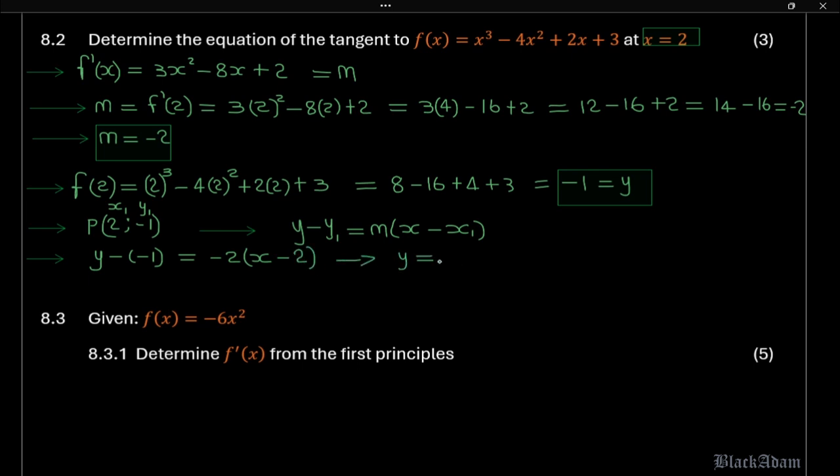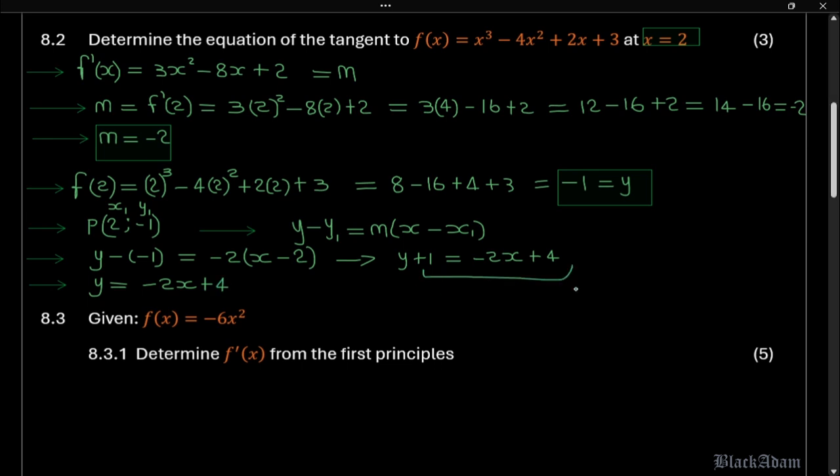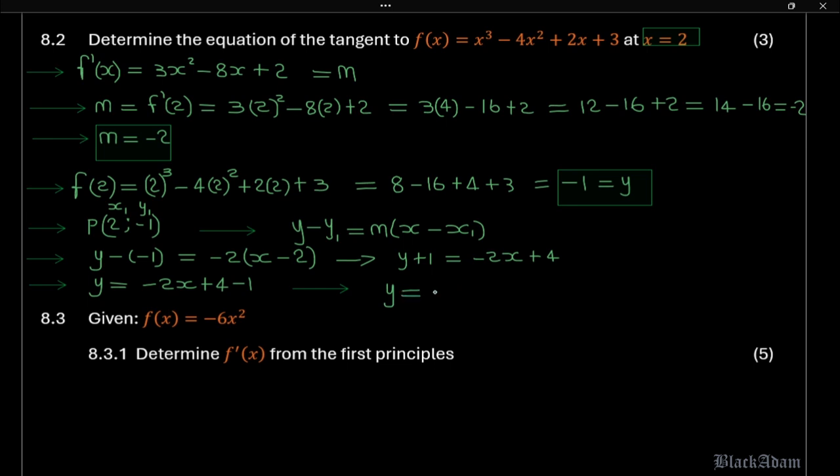Okay, so I think it's going to be y plus 1, since negative 1 is positive 1, and then negative 2 multiplied out gives negative 2x, and then that term is positive 4. So what we have is y is equal to negative 2x plus 4, and we take 1 that side, so plus 4 minus 1, that will give us y is equal to negative 2x plus 3. So that is our equation.